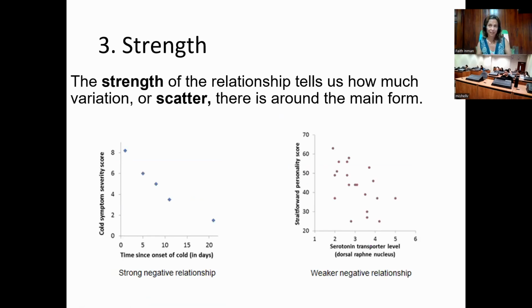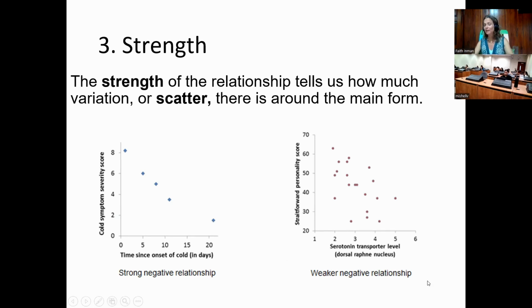Then there's the strength of the relationship. The strength tells us how much variation or scatter there is in our scatter plot. A strong negative relationship would mean that all the points cluster tightly around the line. Whether or not you see the line here, we didn't draw the line on here, but you can see that if you were to draw a line, all the points would land very close to that line. And this is time since onset of cold versus cold symptom severity score. So this is telling us that there's a strong negative relationship between the time in days since the onset of cold and the cold symptom score, which makes sense. You feel less sick as time goes on, right?